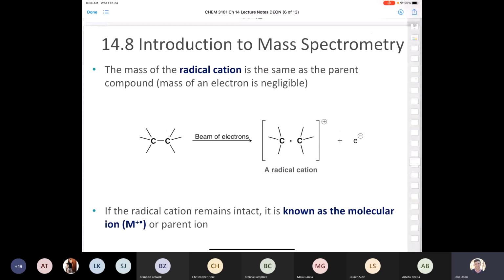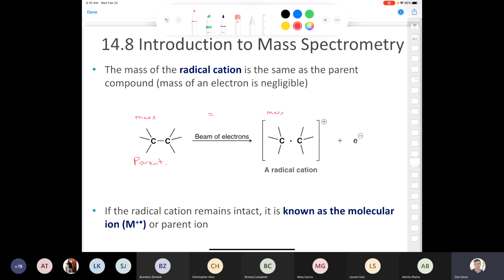Now, what about the mass of that electron? There might be somebody who's saying, well, come on, Mr. Dien, you're losing an electron, so what's going on there? Well, the mass of the radical cation is going to be the same as the parent compound, right? This is what we call the parent, right? This is where the radical cation came from. The mass of an electron is so small compared to the compound that it is essentially negligible. And so the mass here is going to be the same as the mass here, okay? So those are going to be equal to each other.